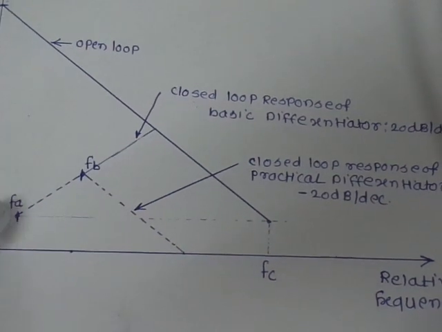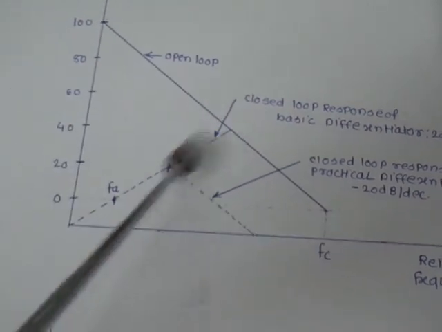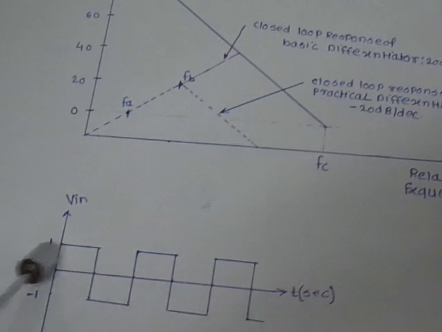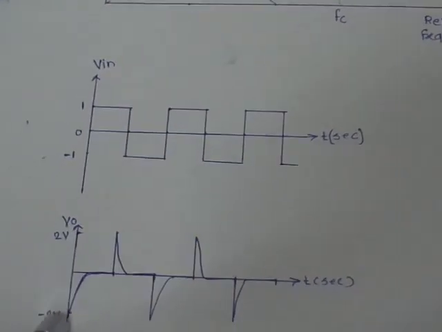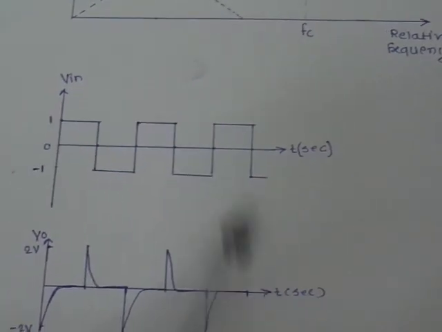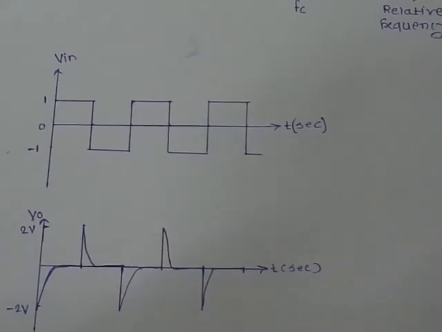Now we are going to check the practical results for this circuit. Normally for a differentiator, if we apply a square wave signal, we get spikes at the output side. Let us see how we are going to perform the experiment.